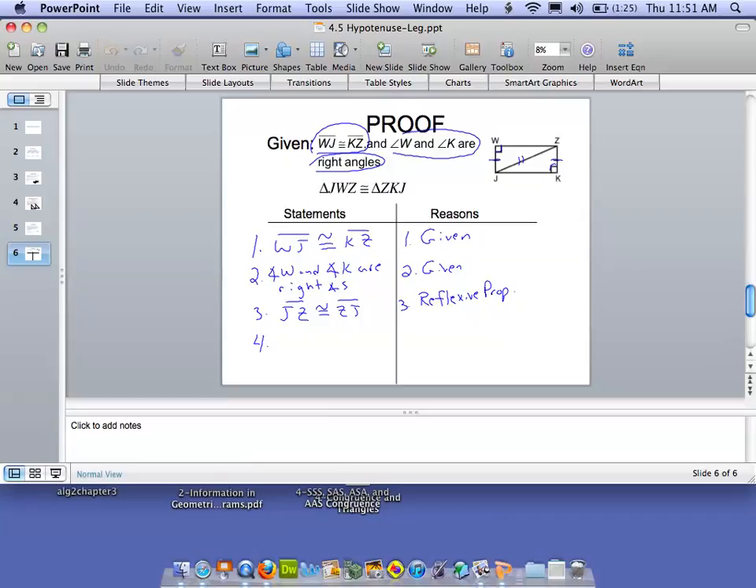And therefore, what am I trying to prove? That the two triangles are congruent. Triangle JWZ is congruent to triangle ZKJ, and I know that by HL. And that's pretty much all there is to it. So now we know 5 ways to prove triangles congruent.